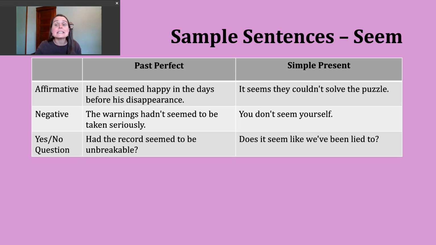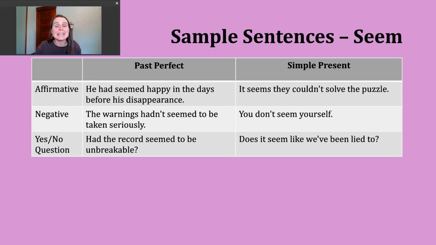Now, if I want to make a negative simple present sentence, again, I pay attention to my subject. If my subject is I, you, we, or they, I use do not, and then the base verb. If my subject is he, she, or it, I use does not, and then the base verb. You might also hear the contractions don't and doesn't. An example of a negative simple present sentence might be, you don't seem yourself, right? So something seems off. The impression I'm getting is something's not quite right, okay?